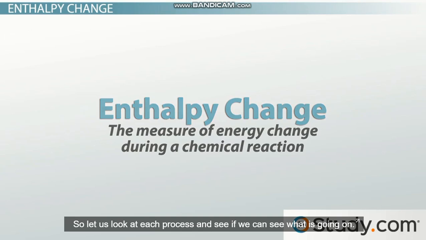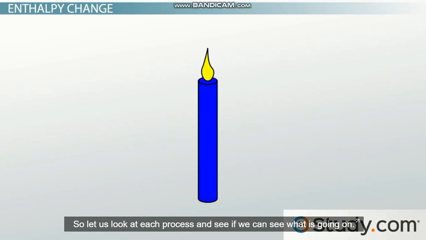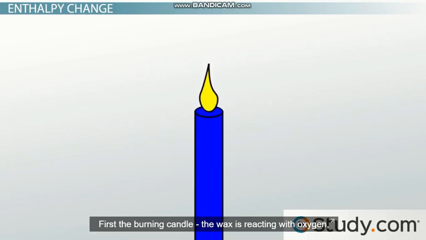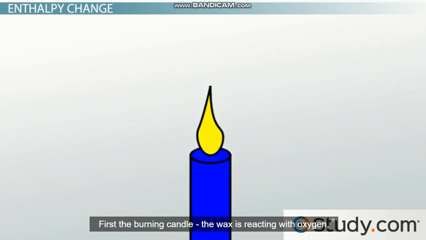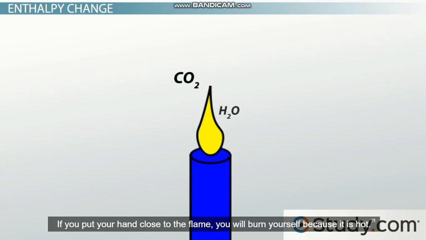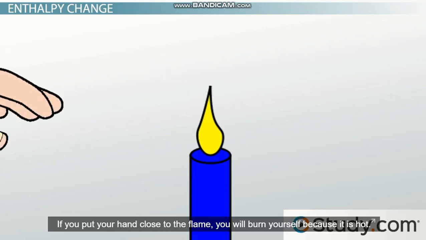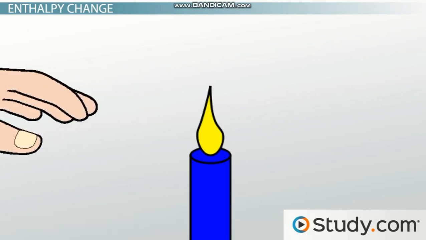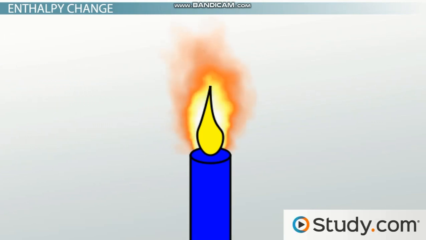So let us look at each process and see if we can see what is going on. First, the burning candle. The wax is reacting with oxygen, forming a flame and producing carbon dioxide and water. If you put your hand close to the flame, you will burn yourself because it is hot. The flame is giving off heat.